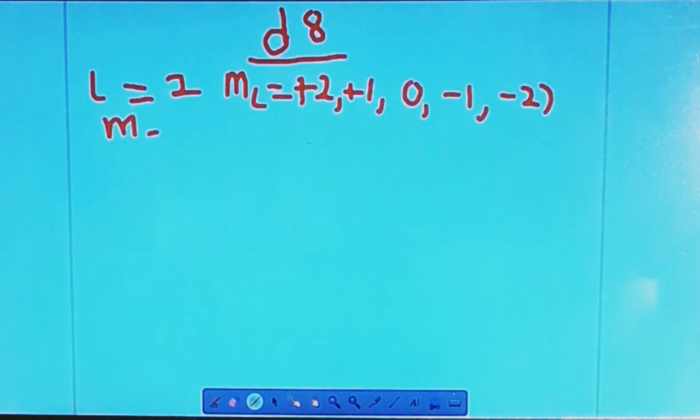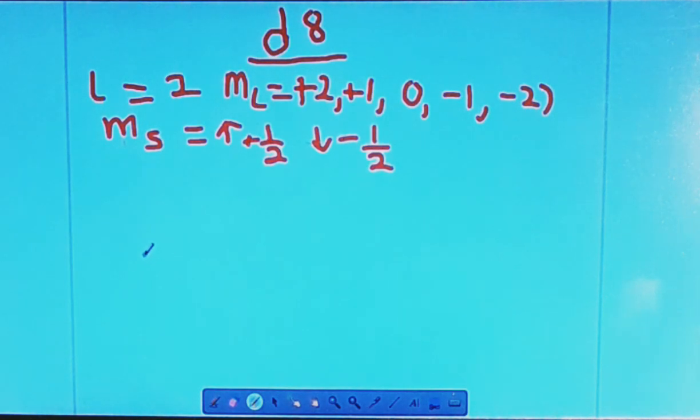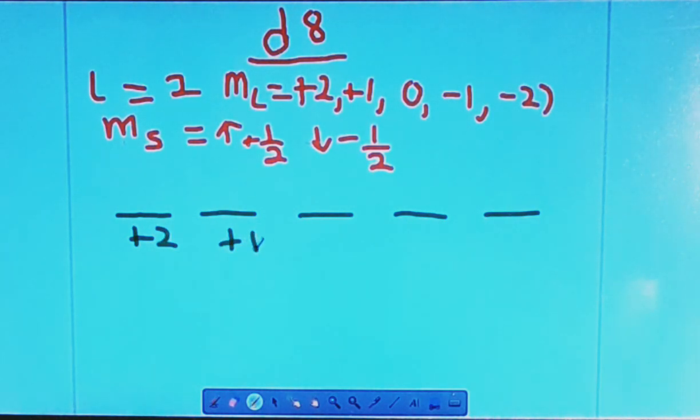Then the spin quantum number. Each electron can spin either upwards, represented by plus half, or downwards, represented by negative half. After that, we write down the orbital. We know the d orbital is a degenerate orbital, 5 degenerate orbital. Then we write down the magnetic quantum number of each orbital.